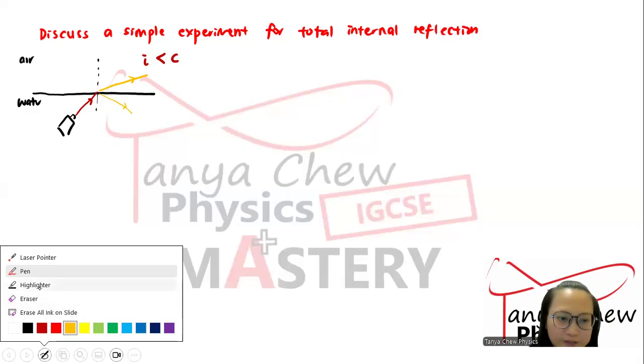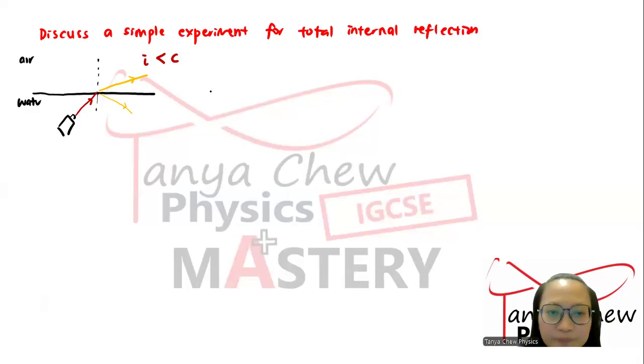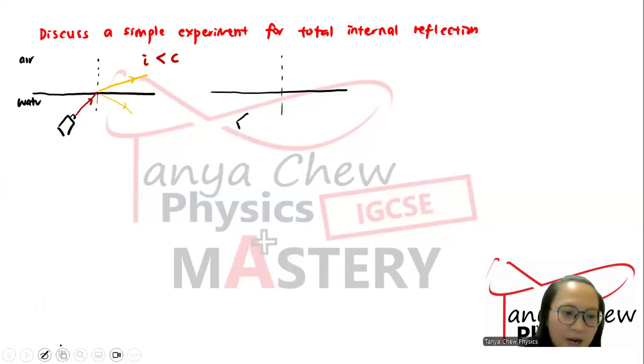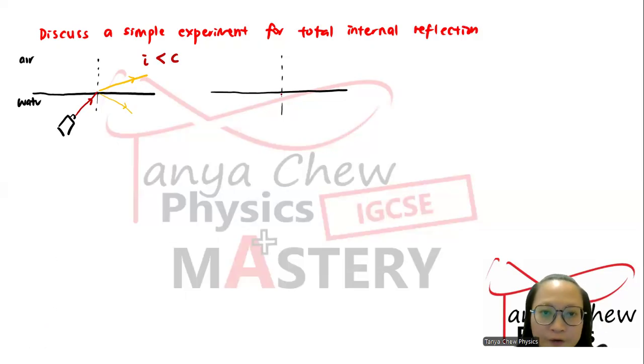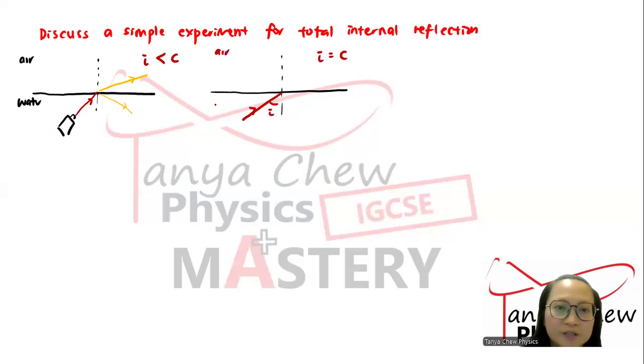But if you keep on increasing the angle of incidence, I just ignore that laser box, and I just draw the angle of incidence. It increases because I want to determine the critical angle first, right? If the incident angle is equal to the critical angle, this is air, this is water, this is what you will see. The light ray, very nice, because I conducted the experiment, will be refracted along the surface of the water. This is called 90 degrees.